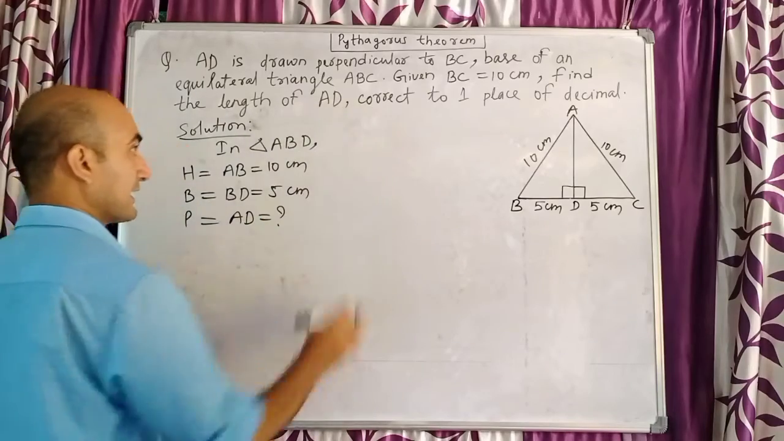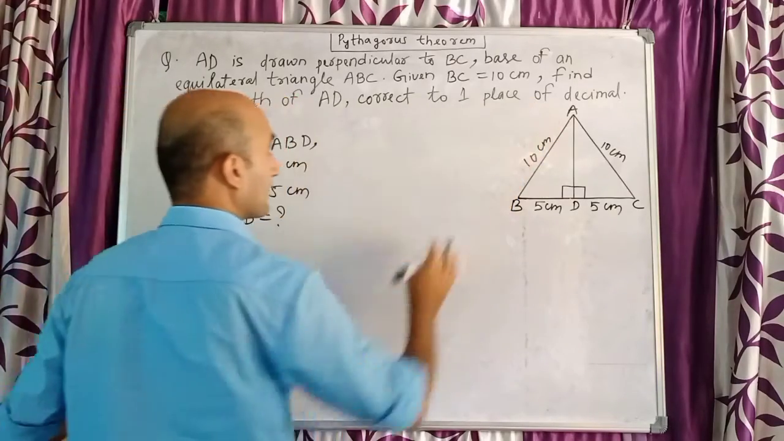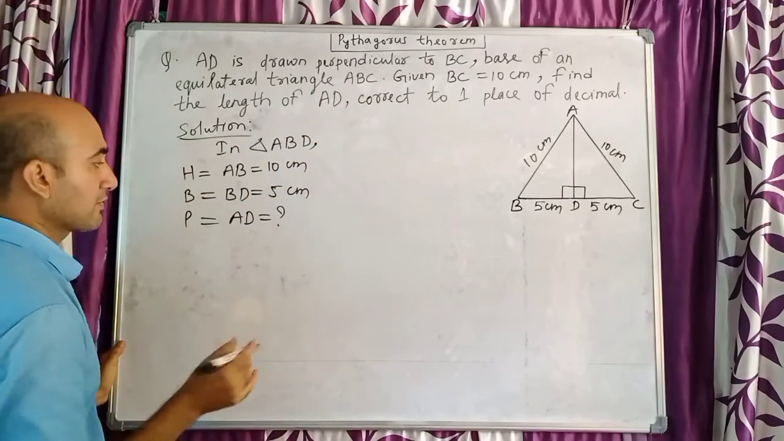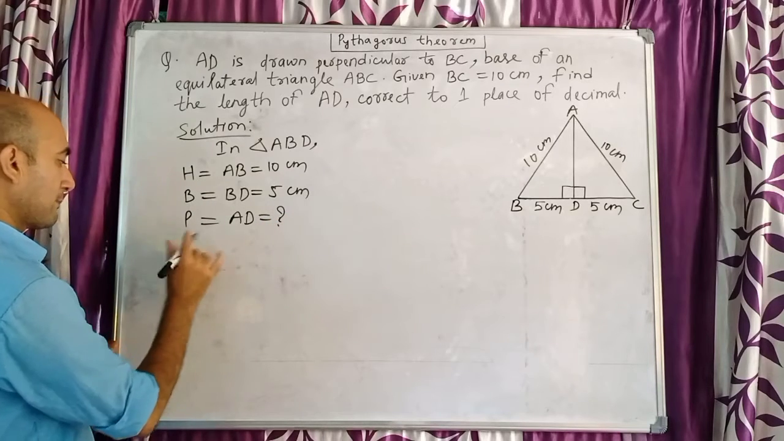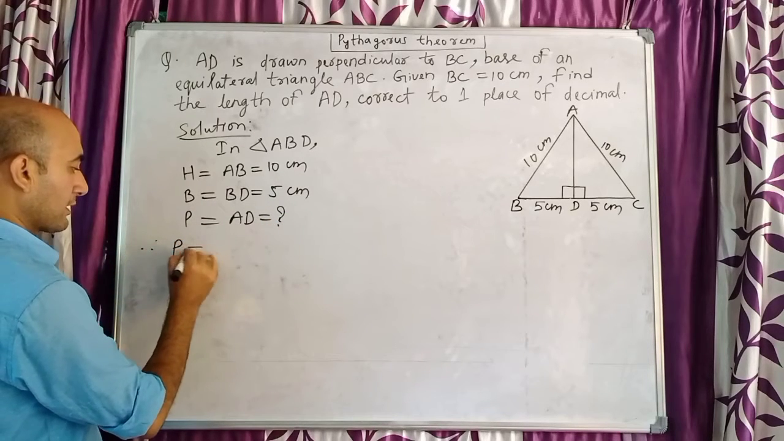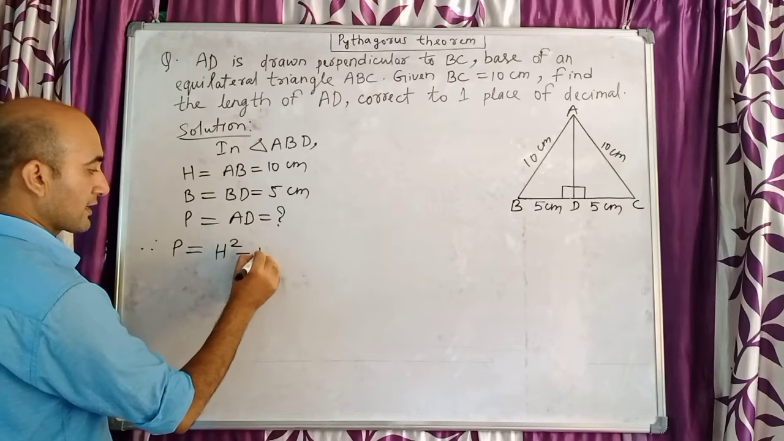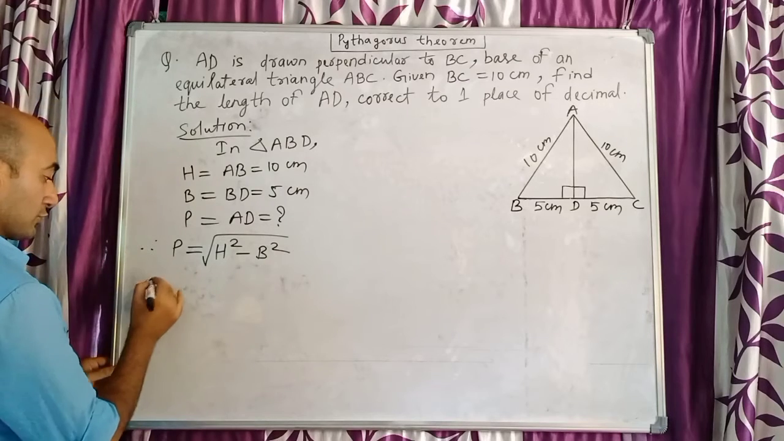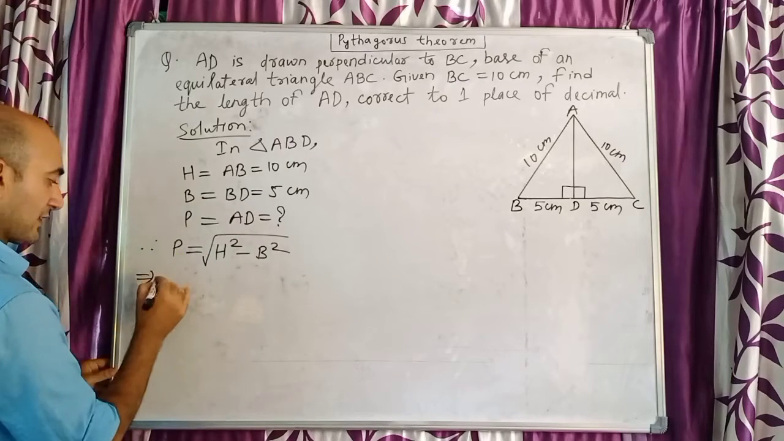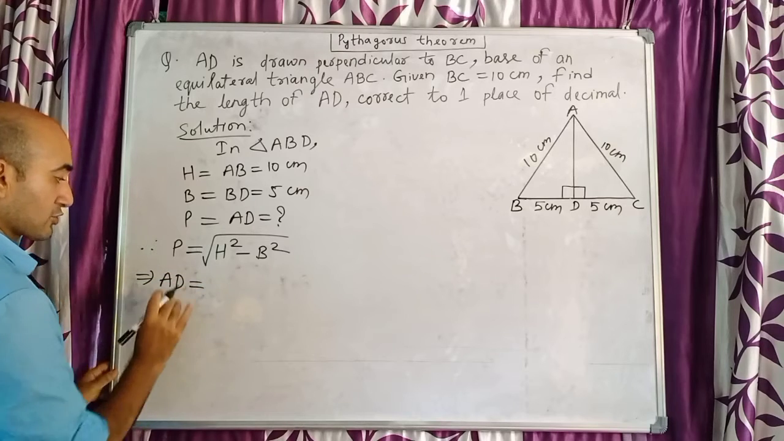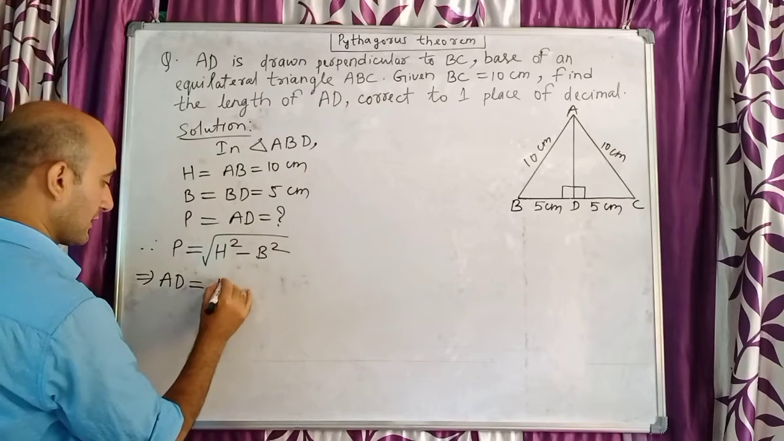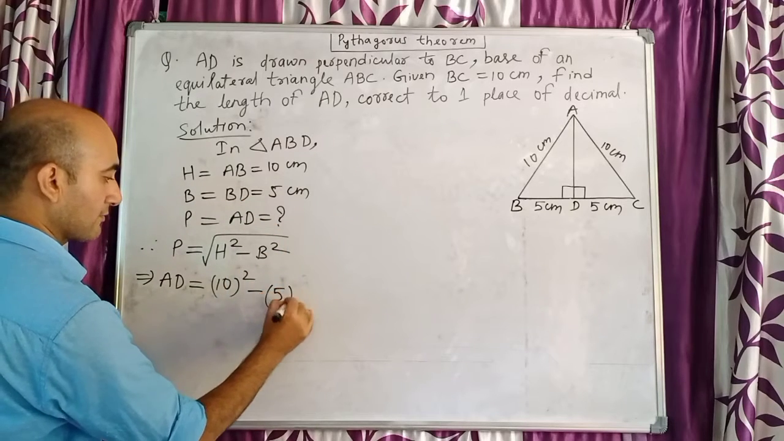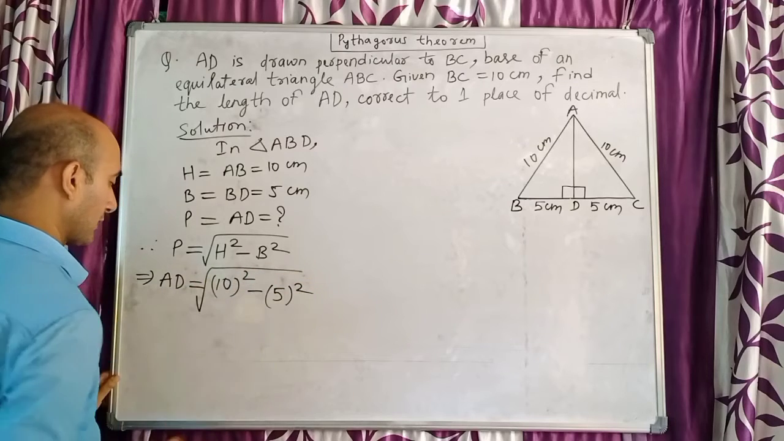Because you have to find AD, and AD's value may come in decimal, they are requesting you to find the answer correct to one place of decimal. So that we will manage later. Now to find perpendicular, we have a formula. Perpendicular equals root over h square minus base square. It is in the formula list, formula number 2. Next, who is perpendicular? Perpendicular is AD. So AD is our question mark. So write AD equals root over, and the value of h is 10, so 10 square minus base 5 square.